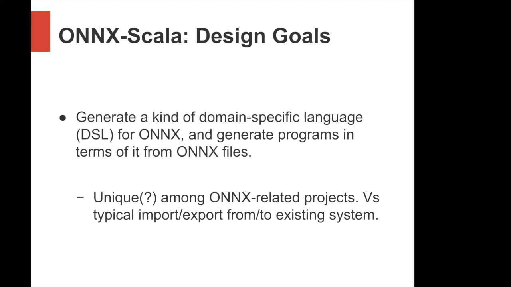Continuing on with the design goals, I wanted to not just do the normal things that people do with ONNX, which is export it and import it from existing systems, or perhaps convert from the file format of one to the file format of another. Instead, what I wanted to do was generate a domain-specific language for ONNX, embedded in Scala, so we can use it naturally as a Scala program, and it doesn't depend on any pre-existing frameworks or libraries. There are other advantages to that too, which I will discuss later. We also want to generate programs from ONNX files in terms of that DSL. As far as I know, this is unique. Correct me if I'm wrong, someone let me know.